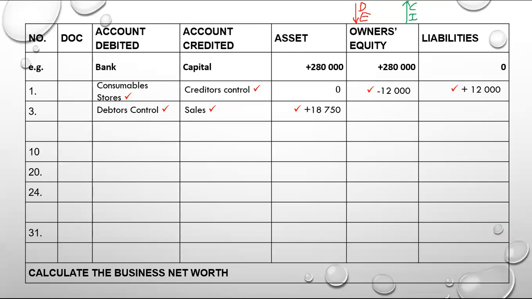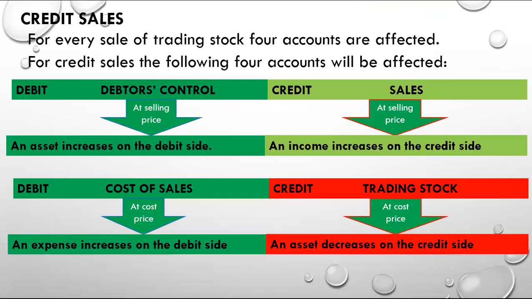So basically, our sales will increase our owner's equity by 18,750, and our liabilities will not be affected. But when you look at this equation here, I said 4 accounts will be affected. The other 2 accounts will be cost of sales as well as trading stock. But the thing with these 2 accounts, we only record them at cost price. So we need to find the cost price.